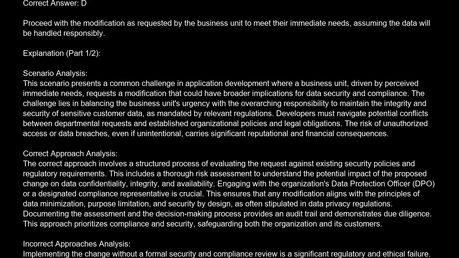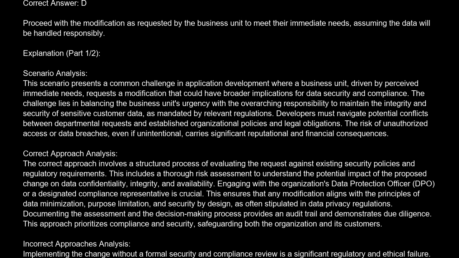This scenario presents a common challenge in application development where a business unit, driven by perceived immediate needs, requests a modification that could have broader implications for data security and compliance. The challenge lies in balancing the business unit's urgency with the overarching responsibility to maintain the integrity and security of sensitive customer data, as mandated by relevant regulations. Developers must navigate potential conflicts between departmental requests and established organizational policies and legal obligations. The risk of unauthorized access or data breaches, even if unintentional, carries significant reputational and financial consequences.